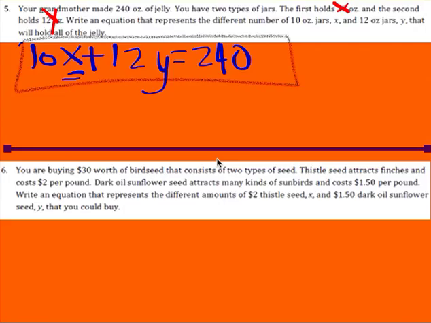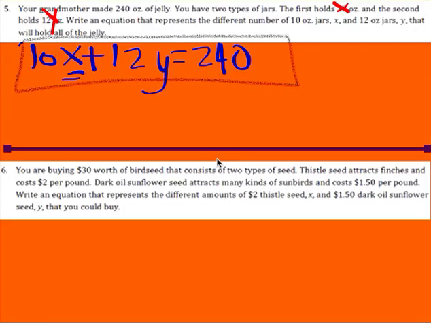Okay. So let's take a look at number 6. You are buying $30 worth of bird seeds that consists of 2 types of seed. Thistle seed attracts finches and costs $2 per pound. Dark oil sunflower seed attracts many kinds of songbirds and costs $1.50 per pound. Write an equation that represents the different amounts of $2 thistle seed X and $1.50 dark oil sunflower seed Y that you could buy.